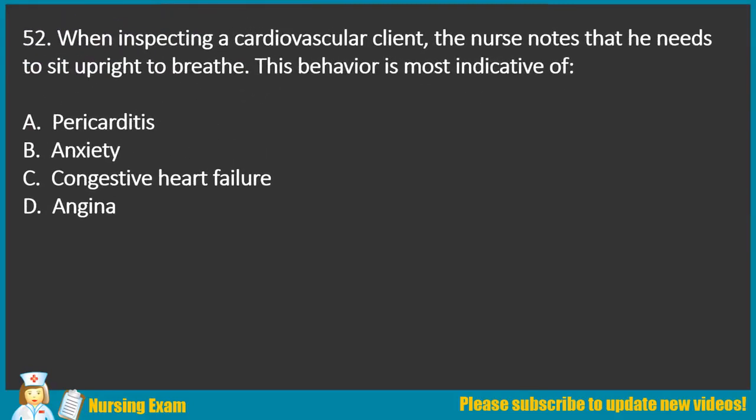Question 52. When inspecting a cardiovascular client, the nurse notes that he needs to sit upright to breathe. This behavior is most indicative of A. Pericarditis. B. Anxiety. C. Congestive heart failure. D. Angina.